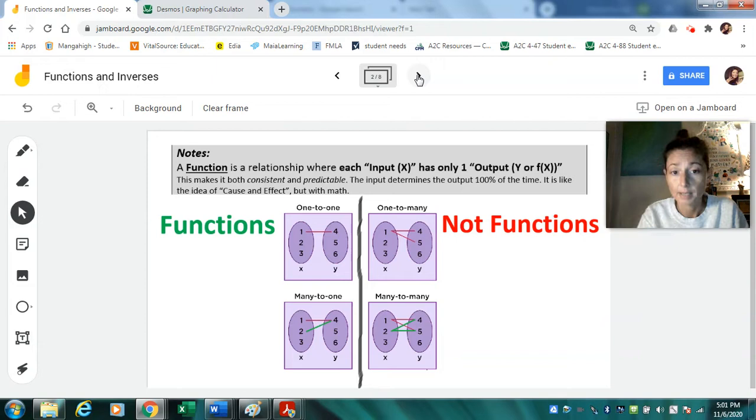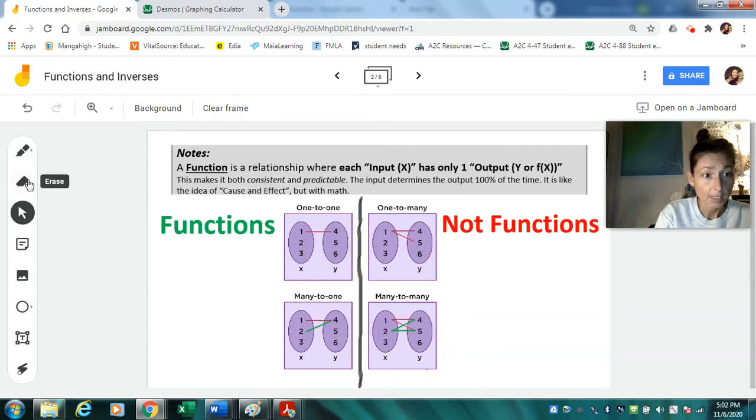So we have some little images here, and we're looking at functions and not functions. So here's our x's, here's our y's. In this case, 1 leads to 4. So the x has just one y that goes with it. So that is a function. In this case, 1 leads to 4. 2 also leads to 4. And that's fine because I know what happens when I am at 1. 1 gets me 4. I also know what happens at 2. 2 gets me 4. And so we can write those as data points here.